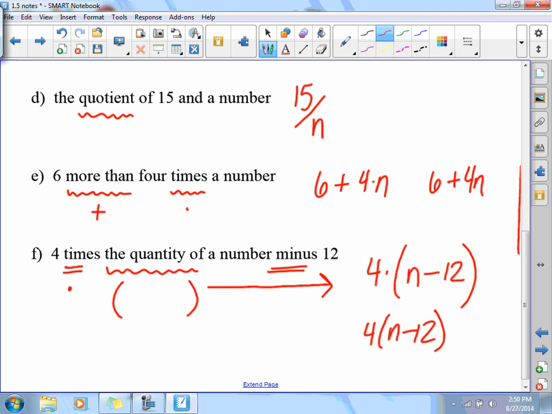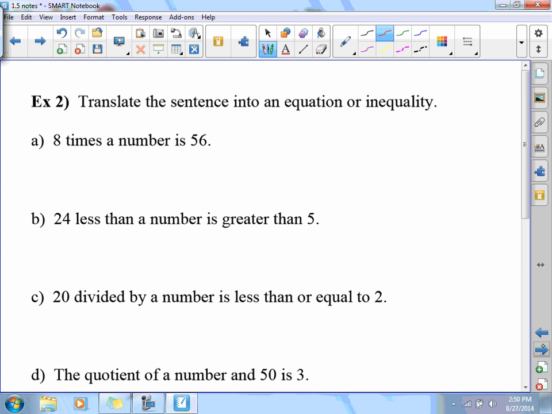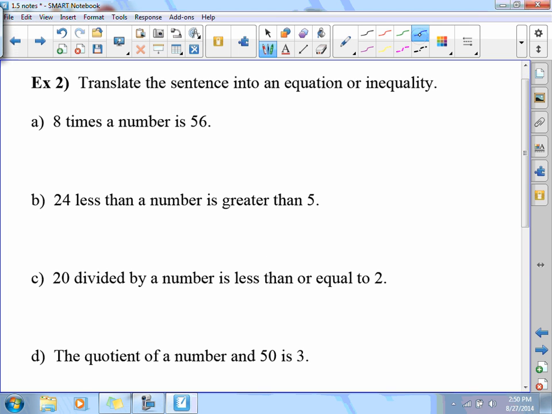So remember, the quantity of, that was a phrase that wasn't on our list on that little chart, but you will see it in your homework, and it was there in the notes. So now for example 2, this is our last example. We have A through E. Now we're going to translate the sentence into an equation or inequality.